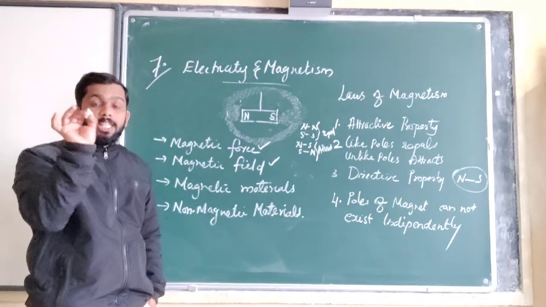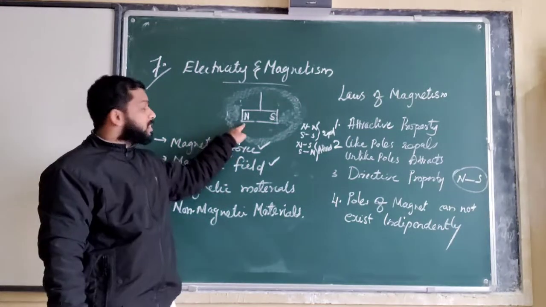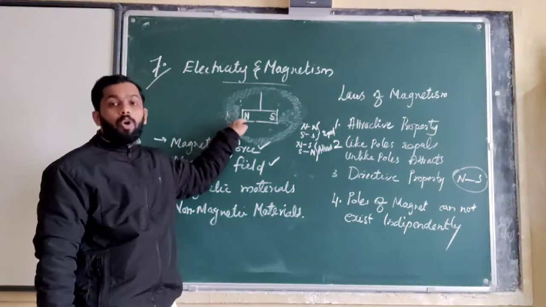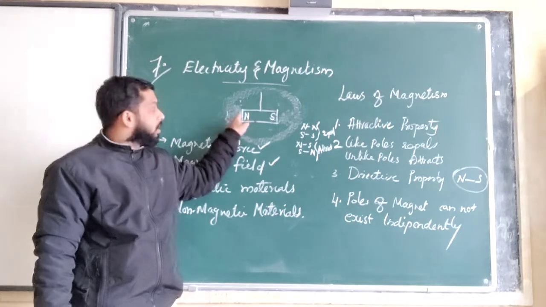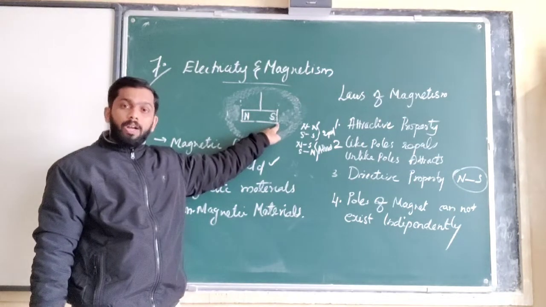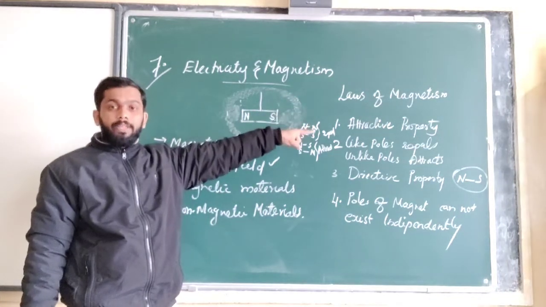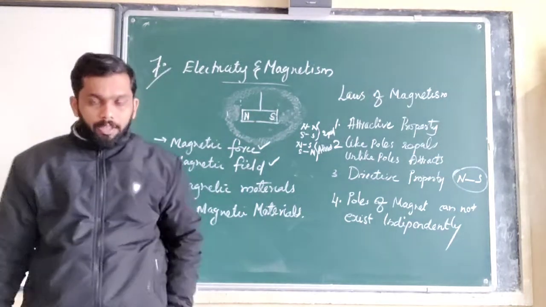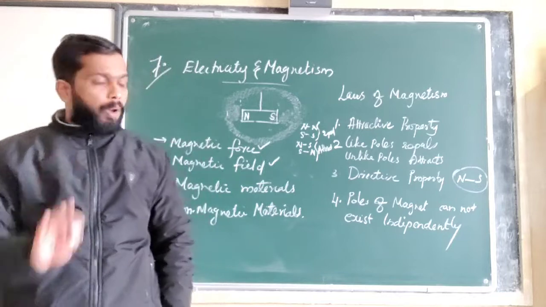Now, when we are freely suspending a bar magnet, if this end is pointing towards the geographical north, then we can say that this is the north pole of the magnet. And this end will be pointing towards the geographic south of the earth. So this is given as the south pole. Clear? This is the third law, directive property.